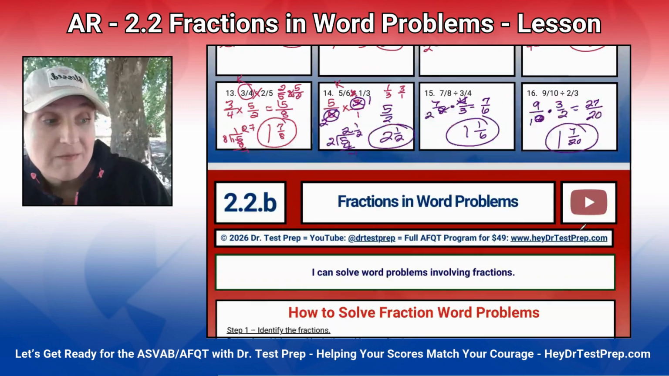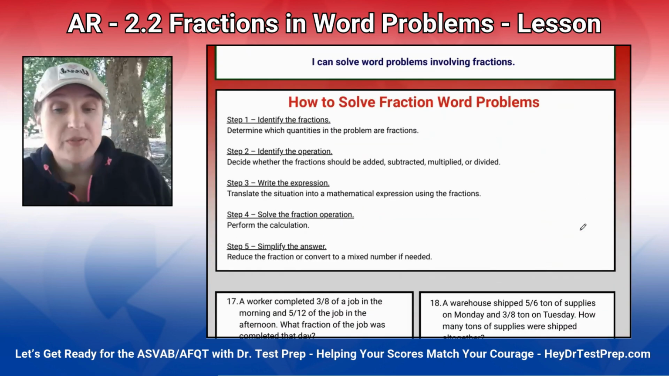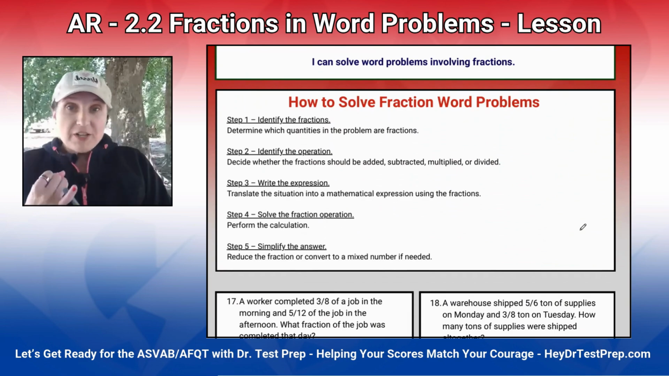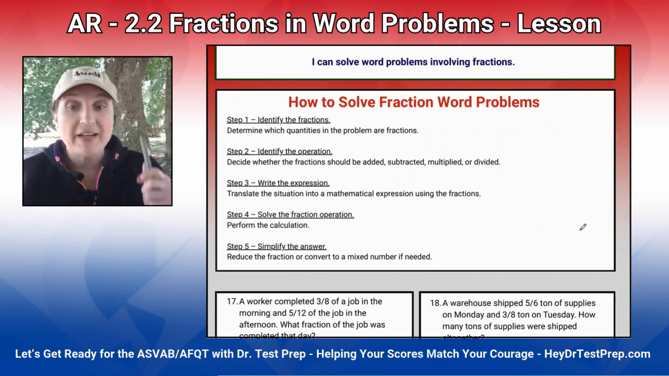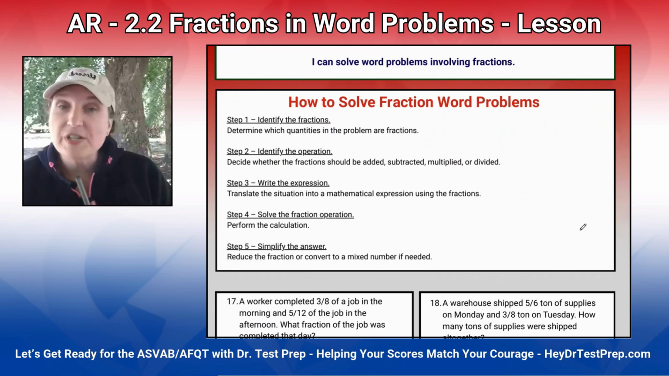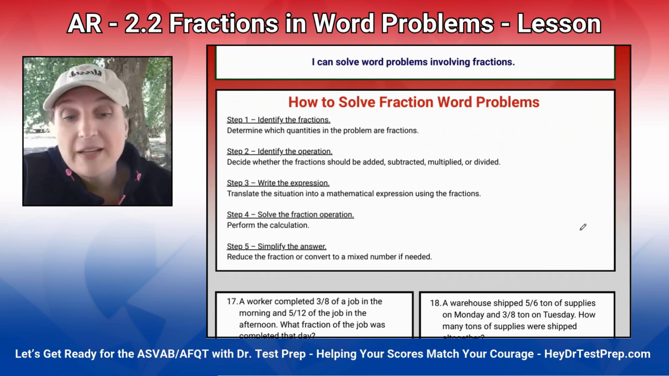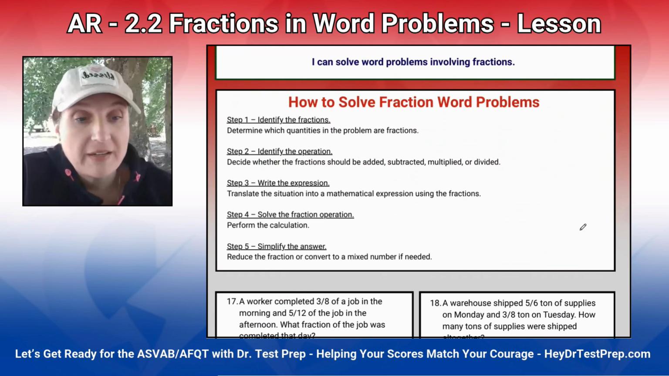All right, let's look at some fraction word problems. So solving word problems with fractions. What are our fractions? Are we adding, subtracting, multiplying, or dividing? What's our expression? What operation are we doing? And then simplify it and make it a mixed number if needed.